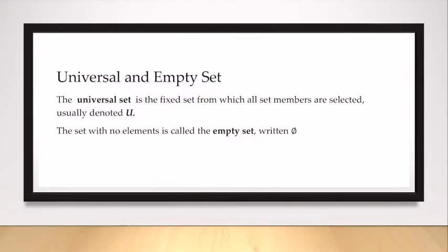The universal set is the fixed set from which all set members are selected, and we usually denote this U. So U could be the alphabet, right? If we were looking at subsets of letters, U could be the real numbers. It depends on what you are looking at. The set with no elements would be called the empty set. We've talked about the empty set before. Sometimes you guys use that to represent no solution. And that's when we have a 0 with a line through it. That represents the empty set. That's the set of no elements, which seems kind of counterintuitive, but is very useful in set theory.